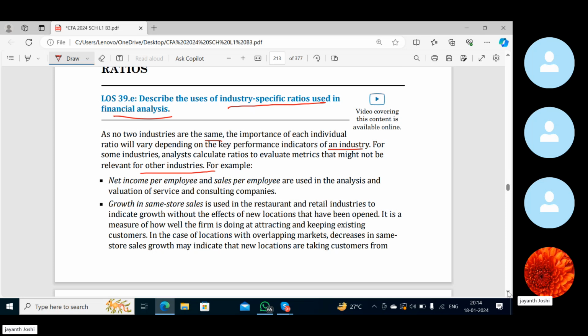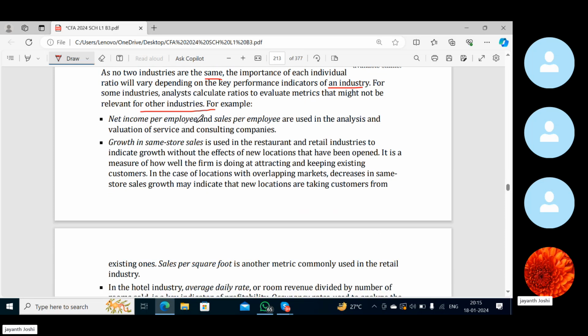For example, net income per employee and sales per employee are used in analysis and valuation of service and consulting companies. If you see in the service sector like the hospitality industry, hotels, or transportation services, or some companies which are into consulting business, they give consultations to their clients. So there you have to calculate certain different kinds of ratios like net income per employee.